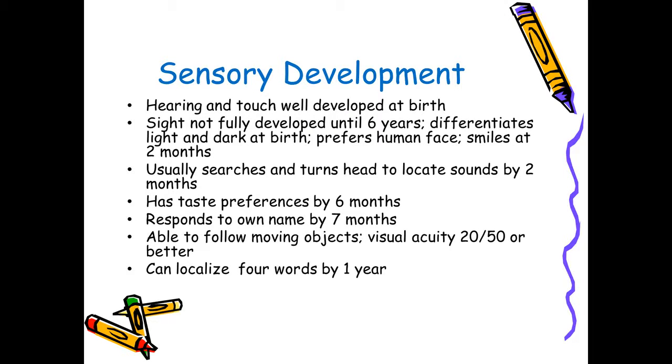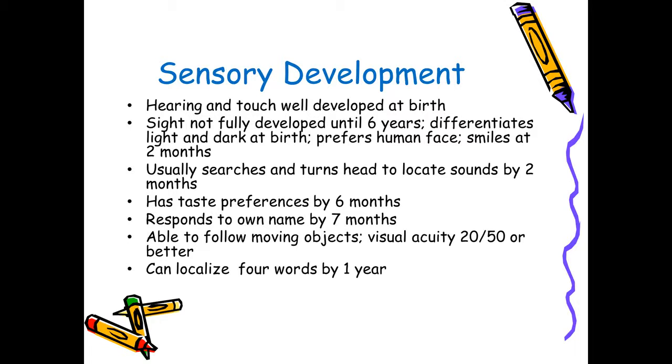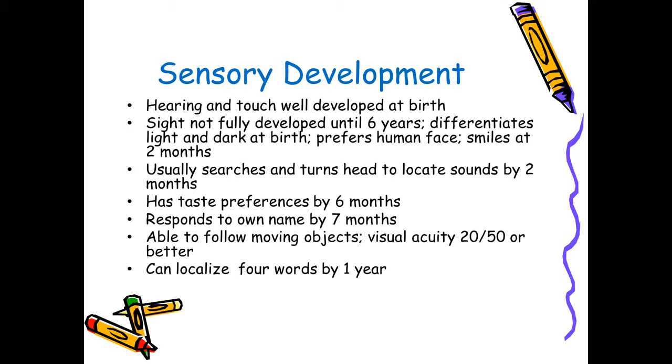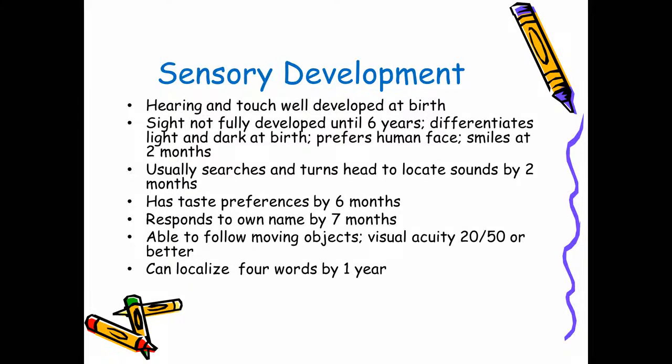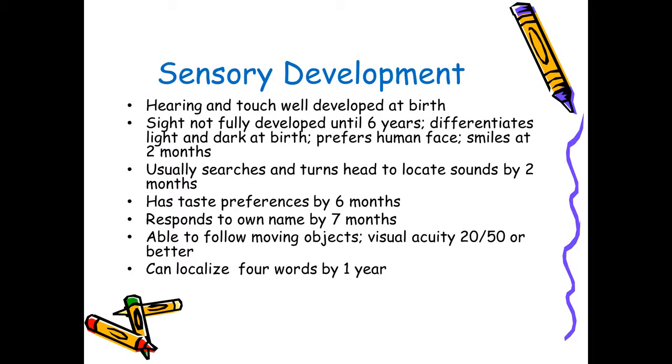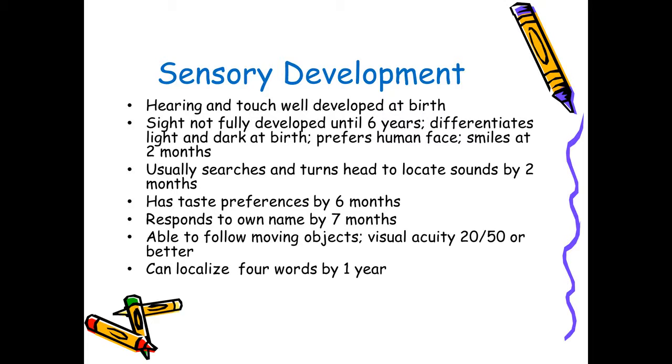All right. They've developed their preferences as far as taste by 6 months. They will respond to their own name by 7 months. And usually by age 1, they have 4 words which they can speak. And as I said earlier, growth and development varies depending on children. Some children may know more than 4 words by age 1, and other children may only know those 4. So, mom, dad, no, and yes, things like that. It varies depending upon the child.